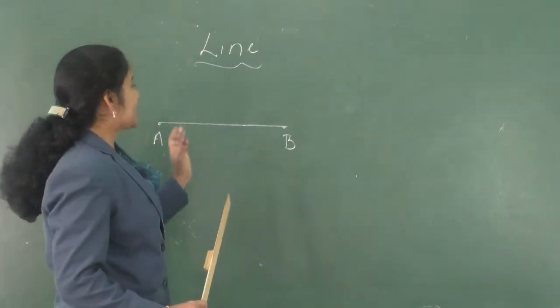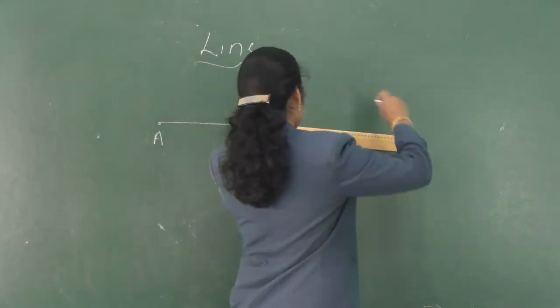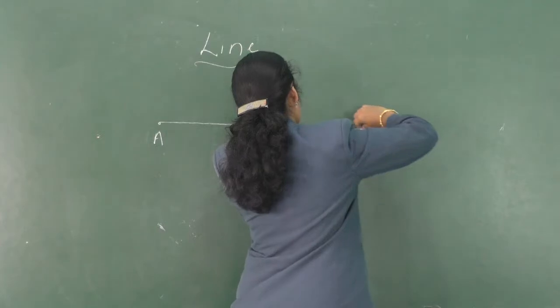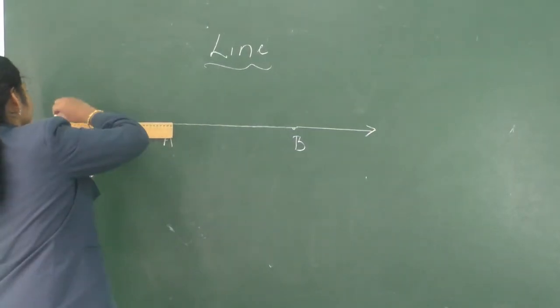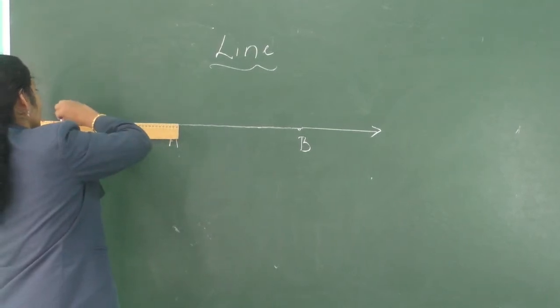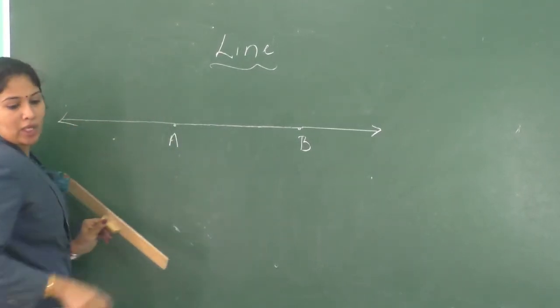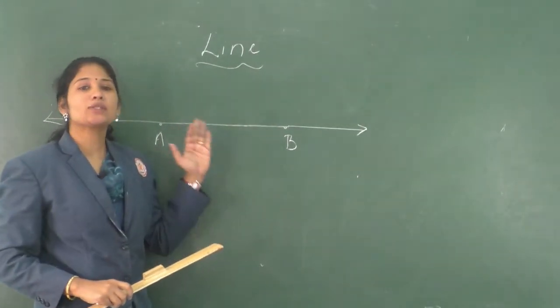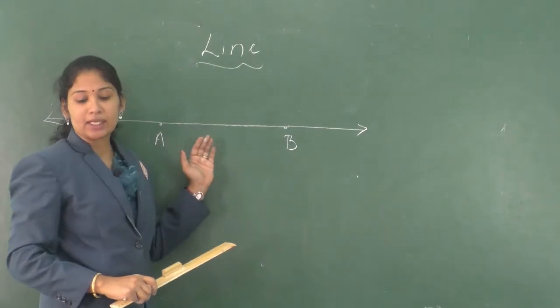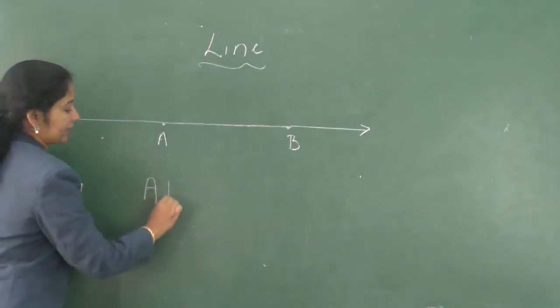Children, we can extend this line endlessly to the right side or to the left side. There are no end points, and a line has no breadth, no thickness, and we can represent this line as AB.